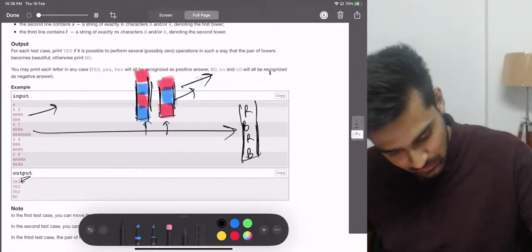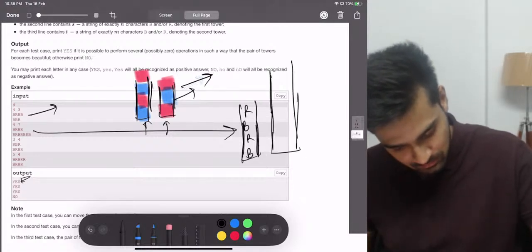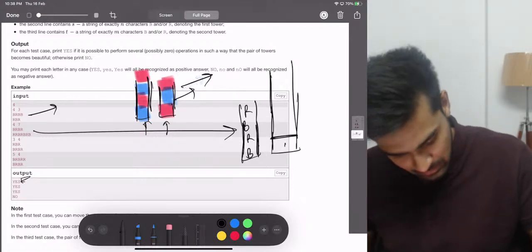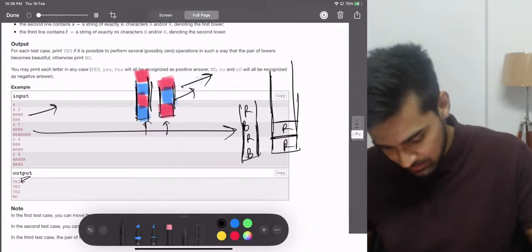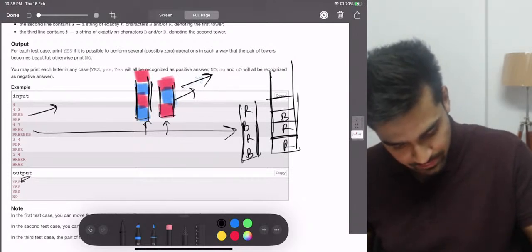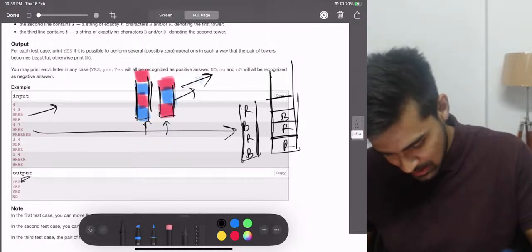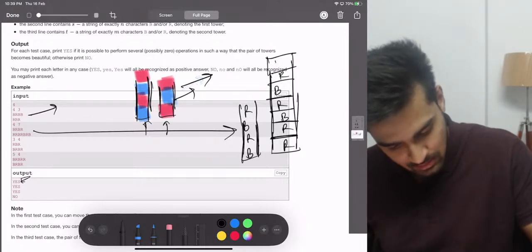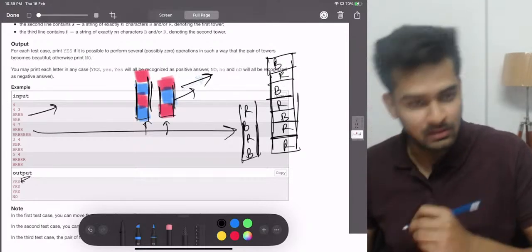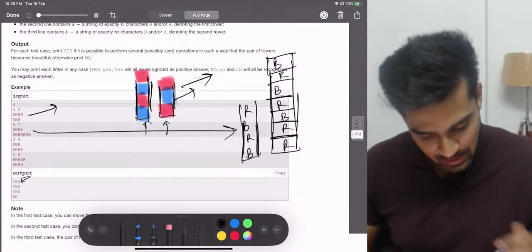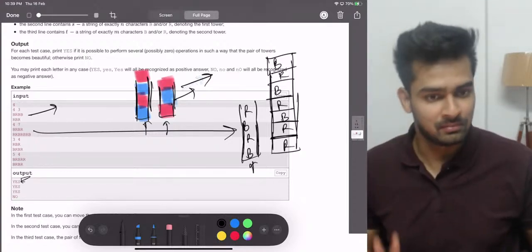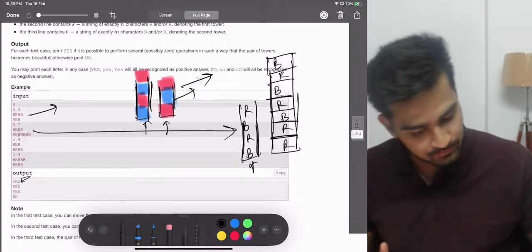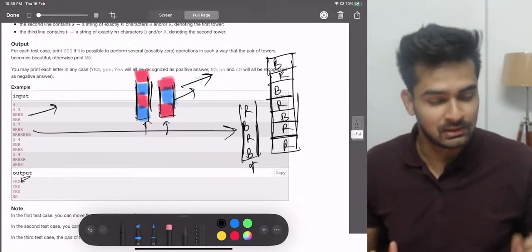And in the next one, we had R, R, B. What is next? R, R, B, R, B, R, B. Okay, this is the second input. Okay, so if you see, this is already beautiful because blue, red, blue, red. This is not beautiful. The other one is not beautiful.